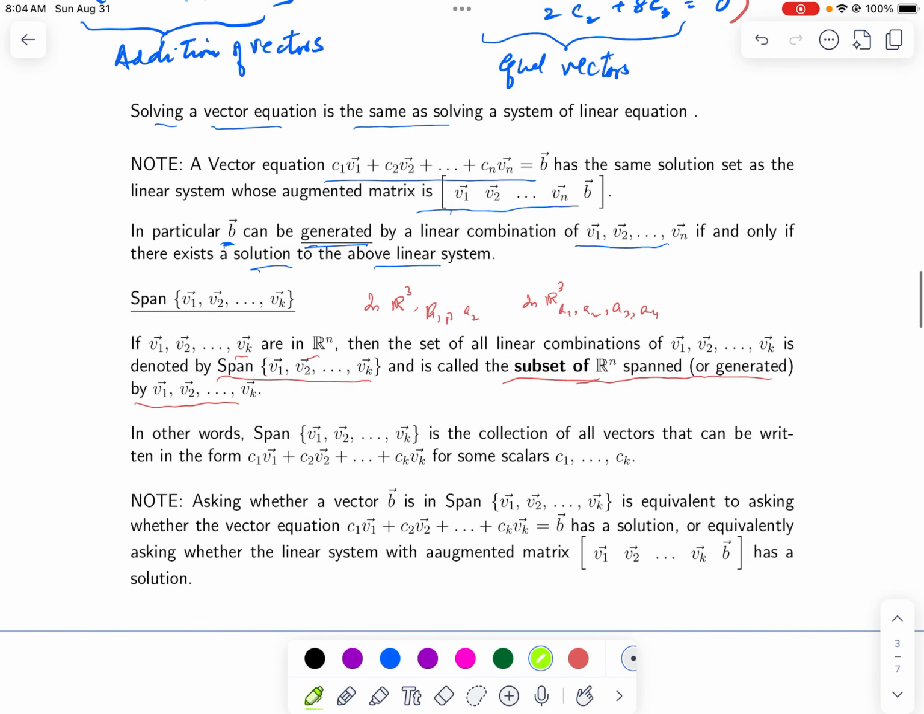In other words, we can say that the span of these vectors v1 up to vk is the collection of all vectors that can be written in the form c1 v1 up to ck vk for some scalars c1 up to ck. Because for every vector, those scalars will be different. So note here, this is important.